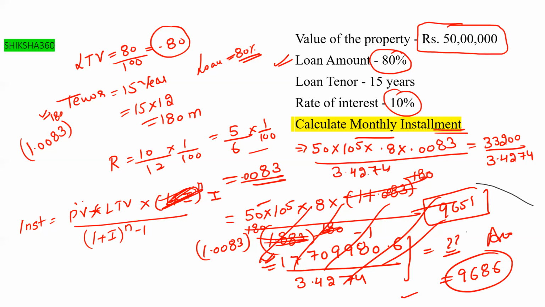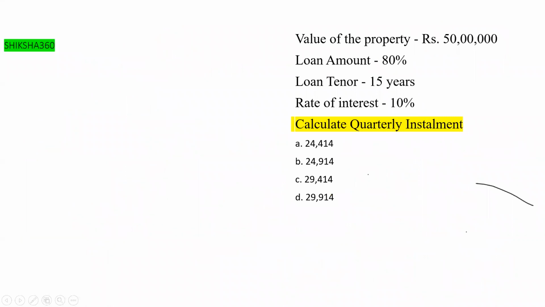The correct formula is present value into LTV into I upon 1 plus I power n minus 1. So I request all of you, please remember this formula. Here we have to calculate the monthly installment. Now the next question, the same question.